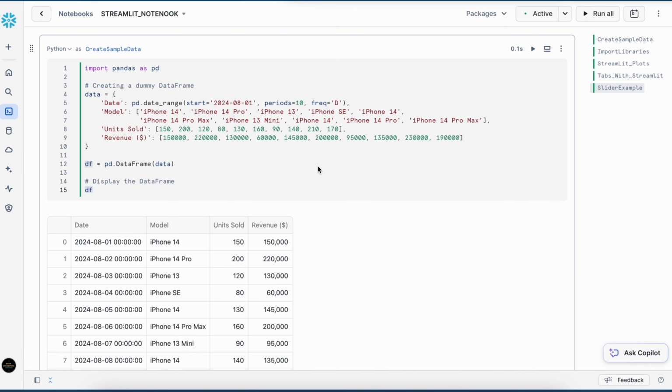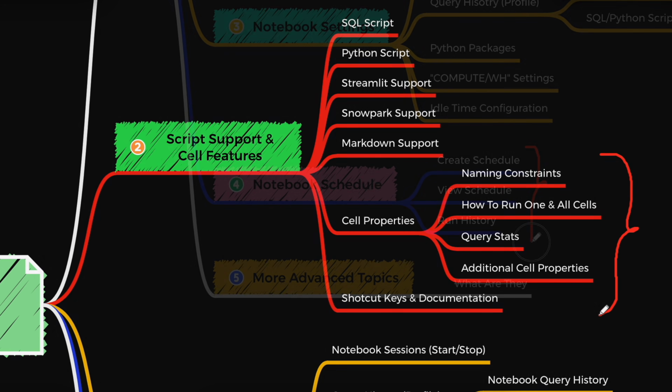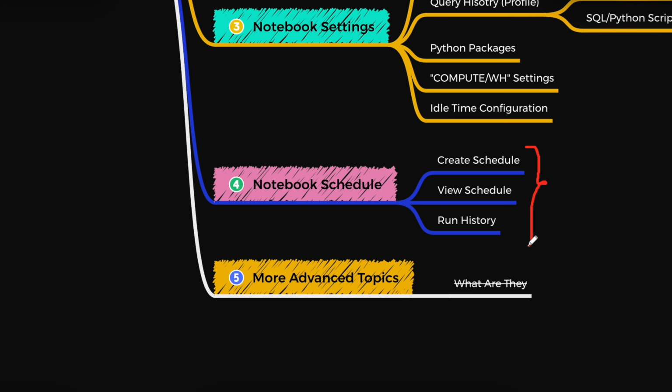Snowflake notebooks are really powerful, where you can use Python, SQL, Snowpark Python, the Streamlit Python framework and Markdown to create a very interactive dashboard for quick discovery or visualization. So we have covered pretty much the different scripting and framework support out of the box using Snowflake notebooks, and we have also understood how you can run the cell and see the query stats and everything. Now in the next part, we are going to see how you can schedule your notebook and view the schedule and run history.